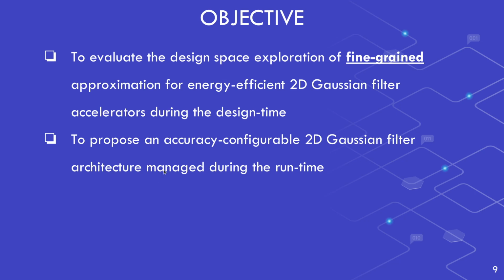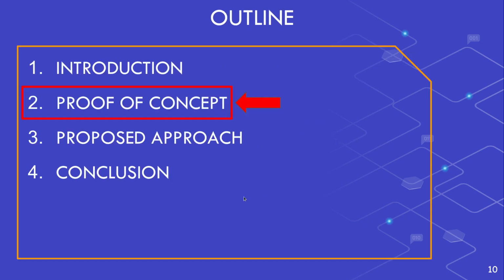Based on that, in this work, our first objective is to explore, at design time, a fine-grained approximation for 2D Gaussian filter accelerators just to observe the energy efficiency. Based on the findings of this proof of concept, we proposed an accuracy-configurable 2D Gaussian filter architecture to be managed during the runtime. We decided to use Gaussian filters in images because this is a prior step in many computer vision and feature extraction applications.